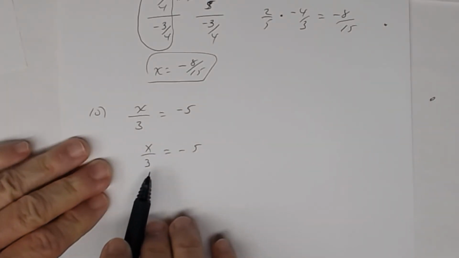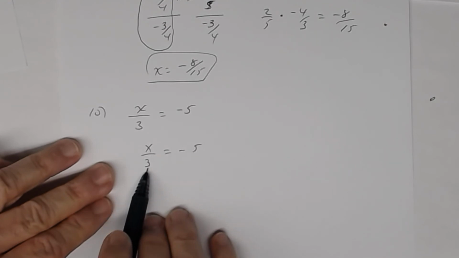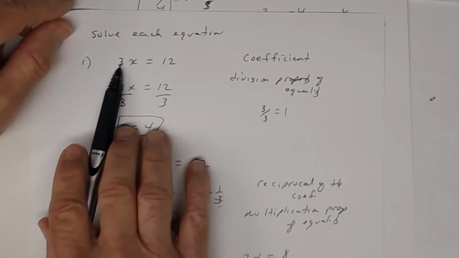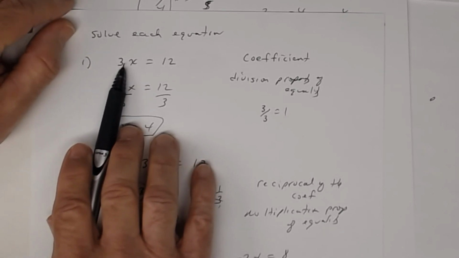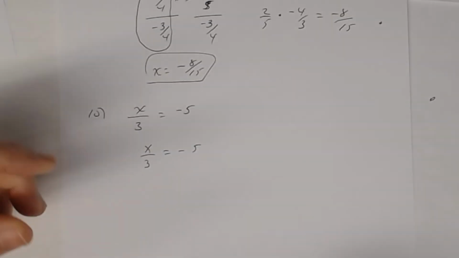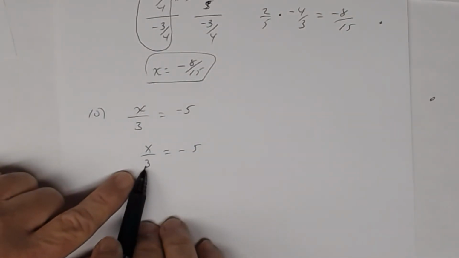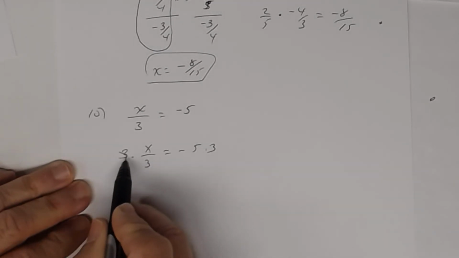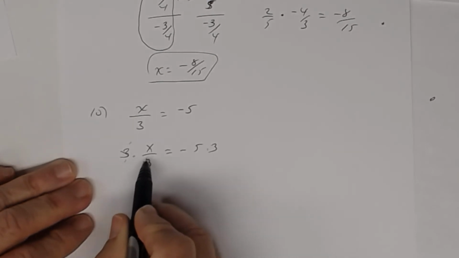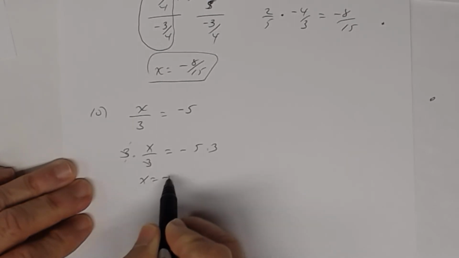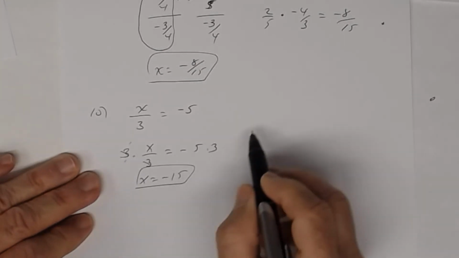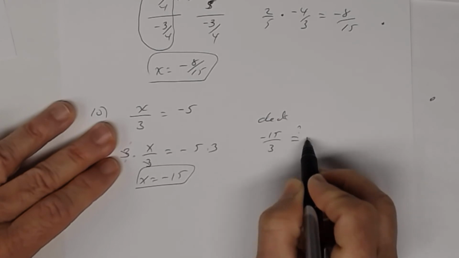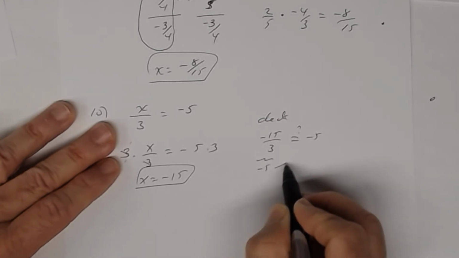And so if I have x divided by 3, notice right now I'm dividing by 3, just like we did in number 1 when we had 3x. So right now I'm multiplying by 3. The opposite is divide by 3. Here I am dividing by 3, so the opposite is to multiply by 3. And so the 3's divide out, and so you get 1 times x is x equal negative 15. Kind of makes sense, doesn't it? Because if you check it, negative 15 divided by 3, is that equal to negative 5? And the answer is yes, they are equal.